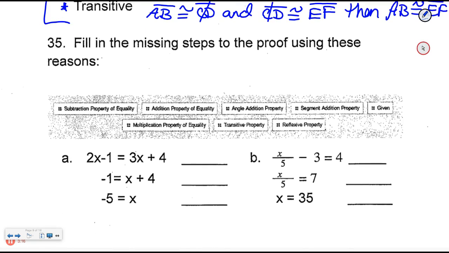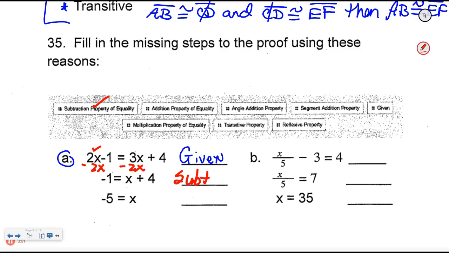This says fill in the missing steps to the proof. So if we were doing this in a drag and drop fashion, remember the first step in any proof is given. Algebraic proofs, what you do is generally the property that you would drag into this slot. So what did I do to get rid of this 2x right here? Because you can see it's missing. It means we must have subtracted it off. So it's kind of like the step you would do to solve it. We call this the subtraction property of equality. We drag this one into the box.